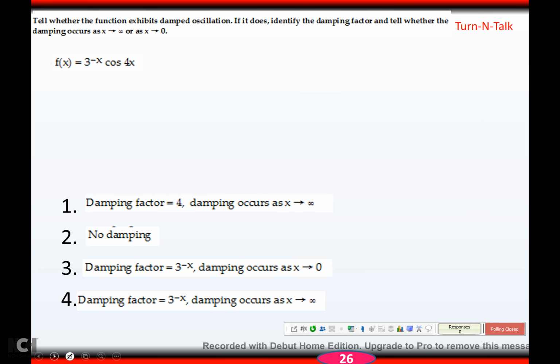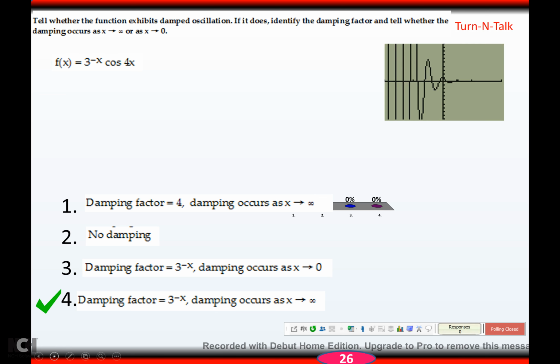So you try this one, hit pause, come back when you're ready. And hopefully you got damping factor is 3 to the negative x, and the damping occurs as x approaches infinity. If you didn't, let's look at the graph. I typed it in, make sure you're in radians, and I think my window went from -2 pi to 2 pi, counted by pi's, and my y went from -10 to 10.